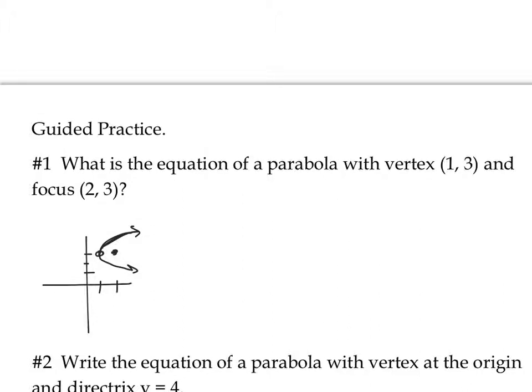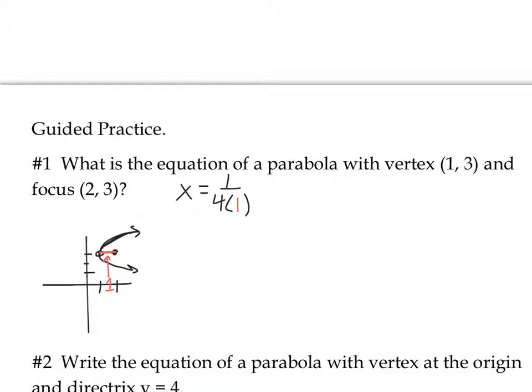All right? So we're going to use the general form, x equals 1 over 4p. How do I know what that p value is? Okay, that's the distance between the vertex and the focus. That's a distance of 1. So we can put in here for p 1. Right? That's because this distance right here is 1.